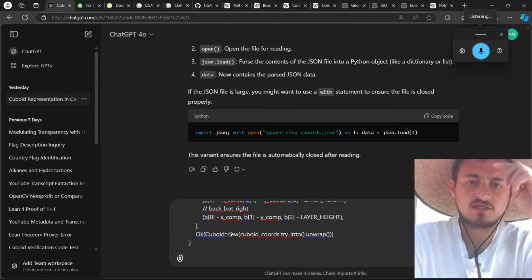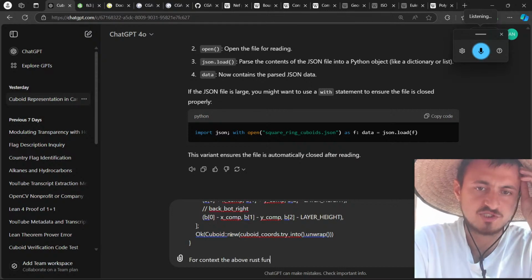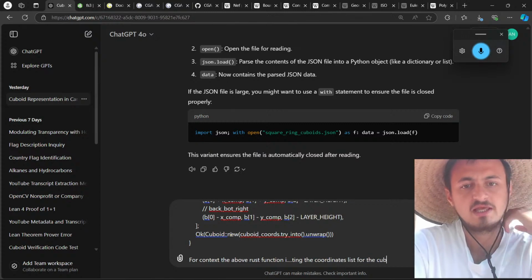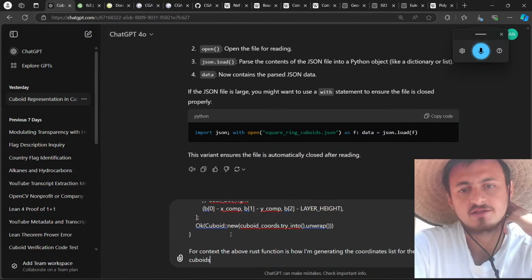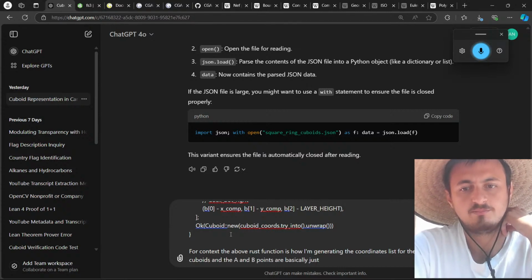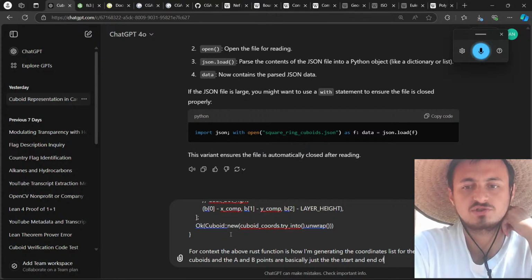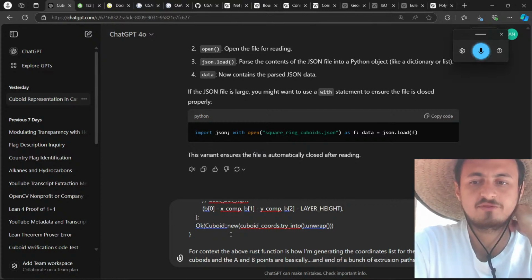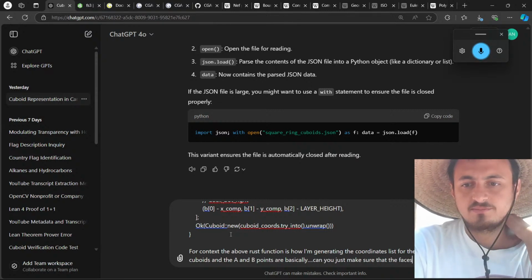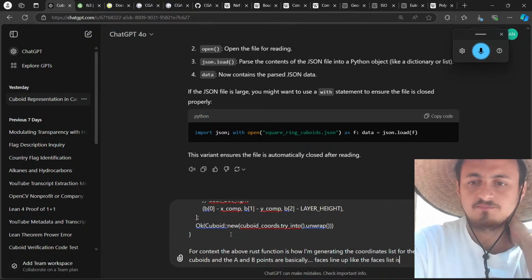For context, the above Rust function is how I'm generating the coordinates list for the cuboids. And the A and B points are basically just the start and end of a bunch of extrusion paths from a 3D printer. Can you just make sure that the faces line up, like the faces list is correct?